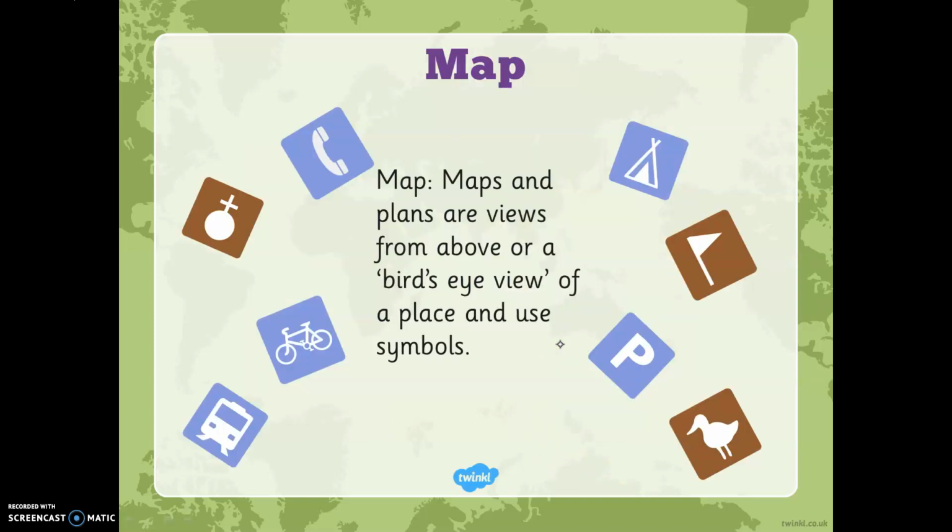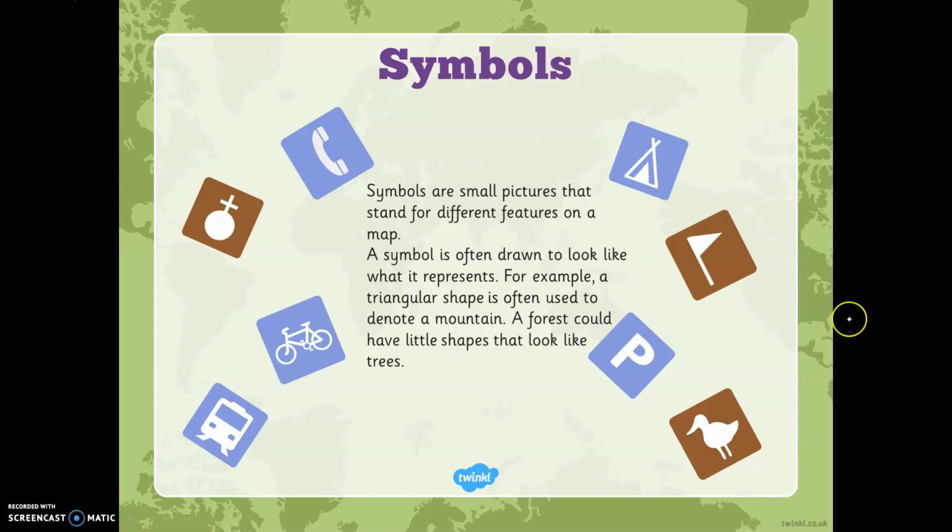So, what is a map? Maps and plans are views from above, or a bird's eye view, of a place and use symbols. Symbols are small pictures that stand for different features on a map. A symbol is often drawn to look like what it represents. For example, a triangular shape is often used to denote a mountain. A forest could have little shapes that look like trees.